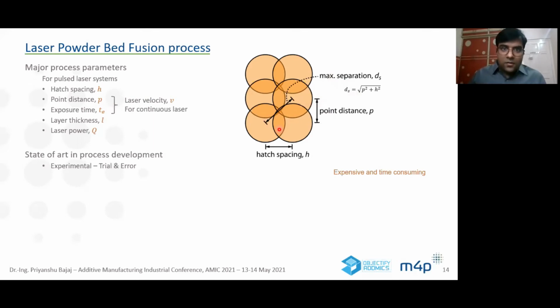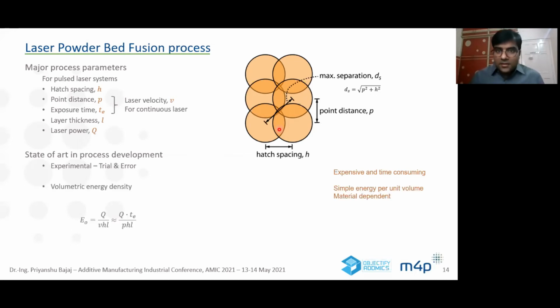State of the art for process parameter development, as I said, is trial and error. We try, we make matrices, and we try. Design of experiments, some are using a bit statistical, but again, largely trial and error. It is expensive, requires a lot of powder, requires a lot of machine time, and is time consuming. I need to make a lot of samples, cut everything, see everything. It's a lot of labor.